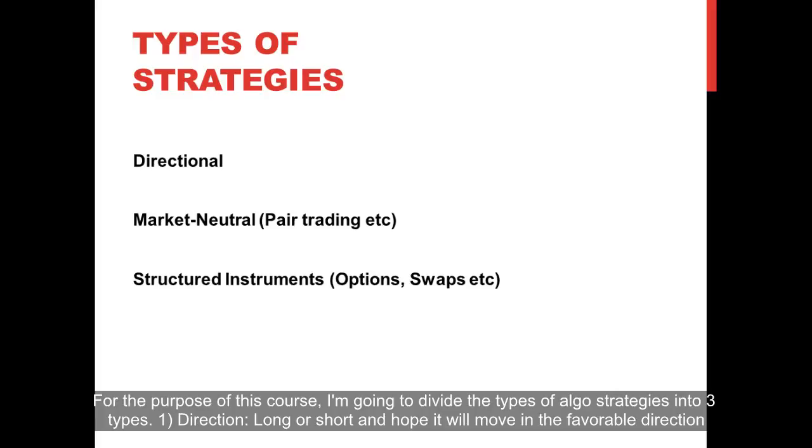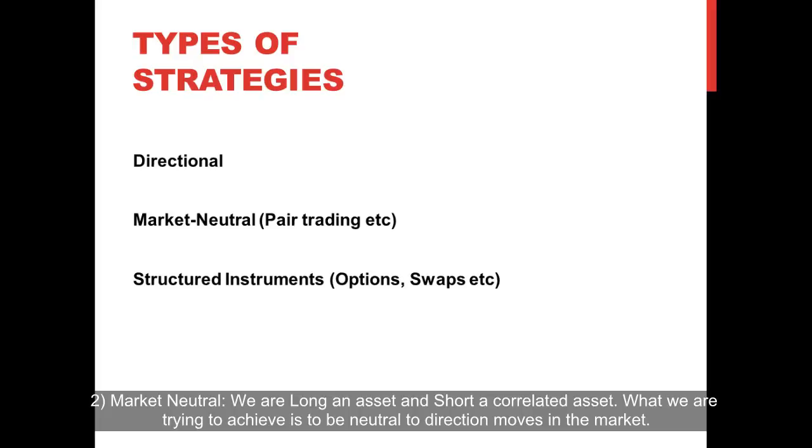For the purpose of this course, I'm going to divide the types of algo strategies into three different types. The first one is directional strategies, which means that we're going to long an asset or short an asset, hoping that it will move in the favorable direction. The second type are market neutral strategies. In market neutral strategies, we are long one asset and we are short a correlated asset. What we're trying to achieve is to be neutral towards any directional moves in the market.